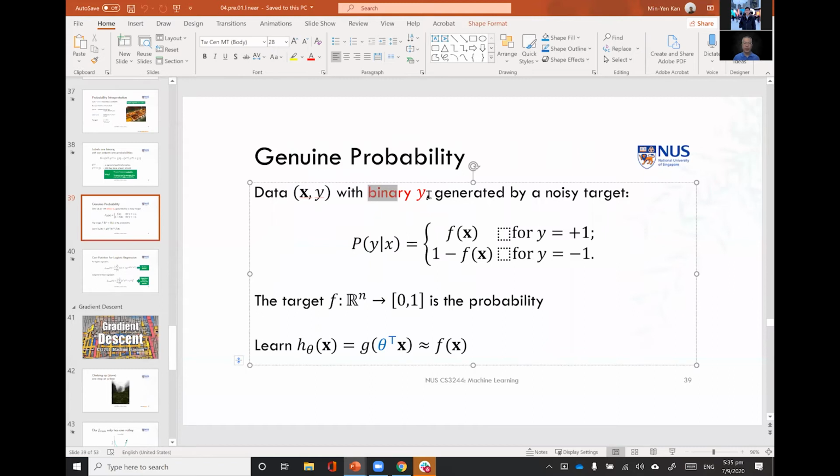Okay, so we have binary y, right? It's generated by a noisy target. So we don't know whether it's actually true or negative. Maybe our observation is off. Again, a noisy target has to deal with an idea that our y could be wrong, that instead of having a +1, it's actually a -1, or instead of a -1, it's actually a +1.